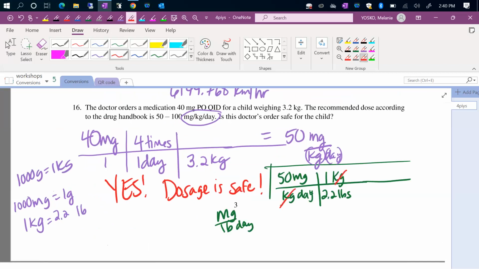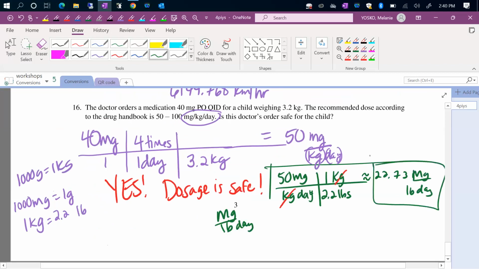So 50 divided by 2.2 is approximately 22.73 milligrams per pound per day. Well, that's not the child. That's the dosage per pound per day. That's the safe level, or that's what this drug is: 22.73 milligrams per pound per day.